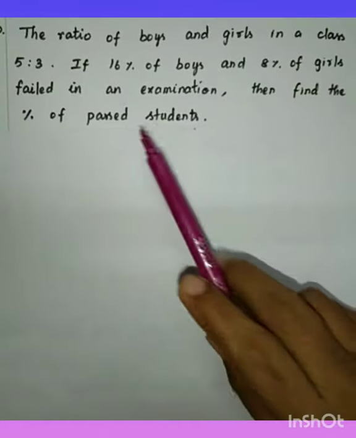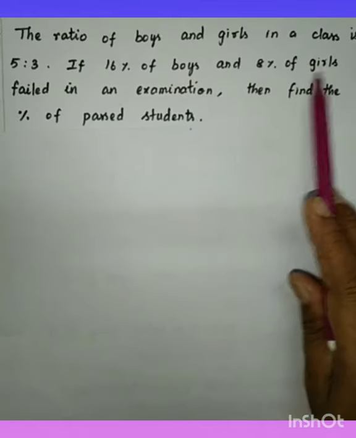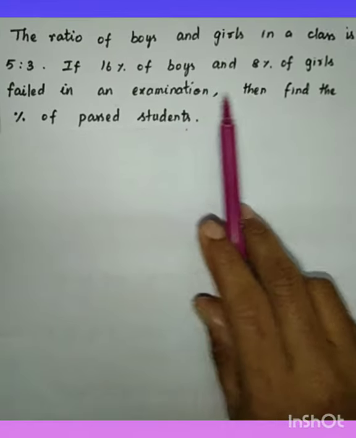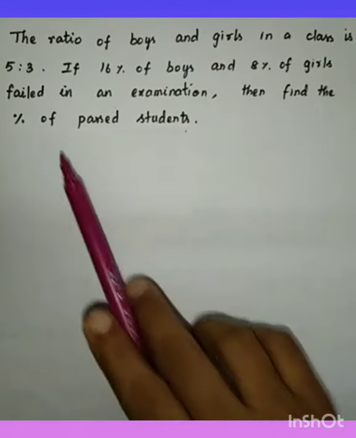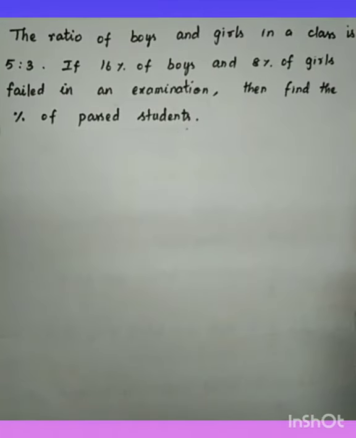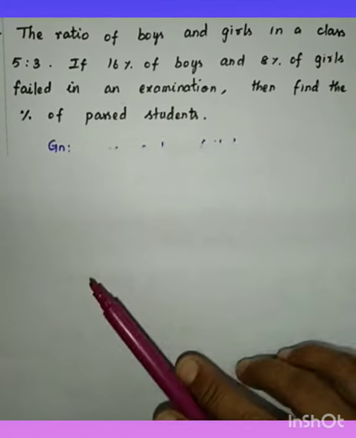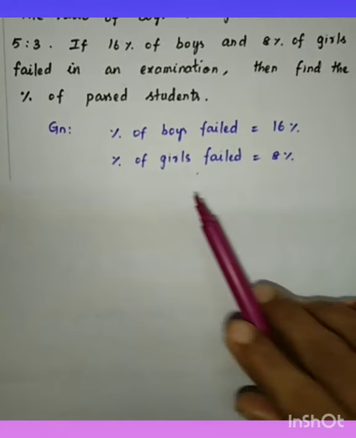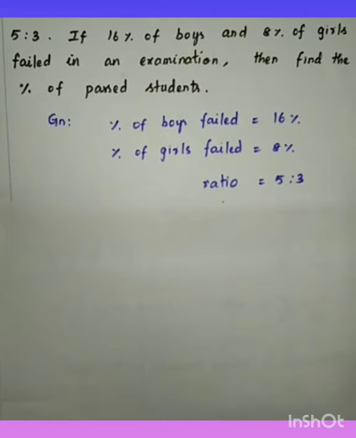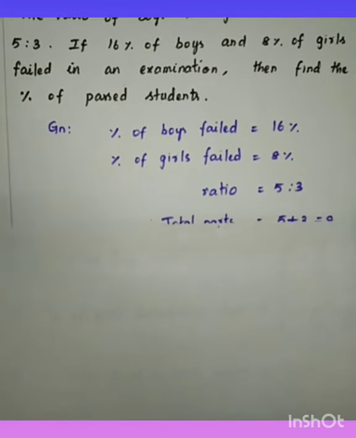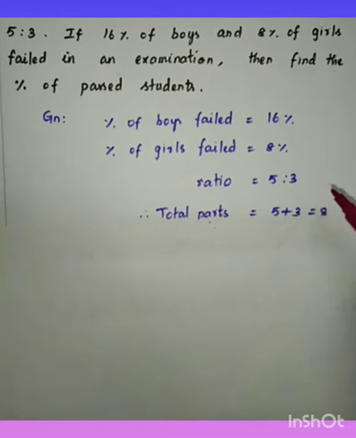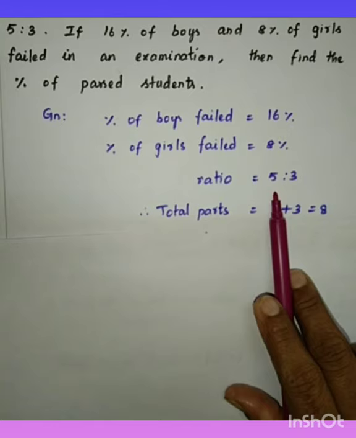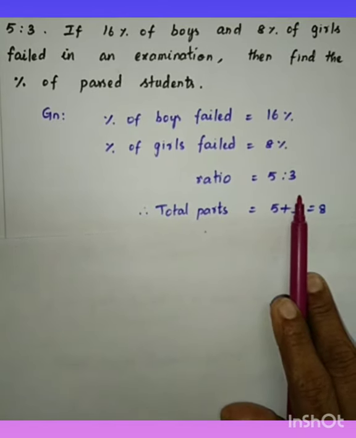10th problem. The ratio of boys and girls in a class is 5:3. If 16% of boys and 8% of girls failed in an examination, then find the percentage of passed students. So here the percentage of boys failed is 16%, and girls is 8%. The ratio is given as 5:3. Then we can find the total parts of the ratio, that is total parts equal to 5 plus 3, which is 8. This 5 represents boys and 3 represents girls.